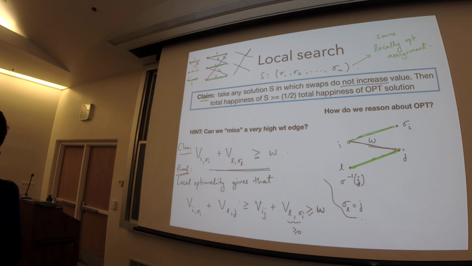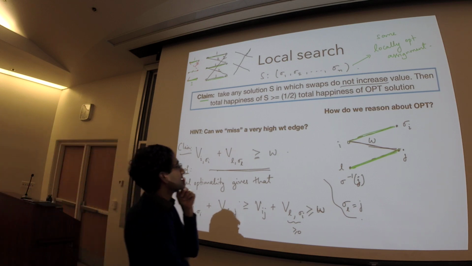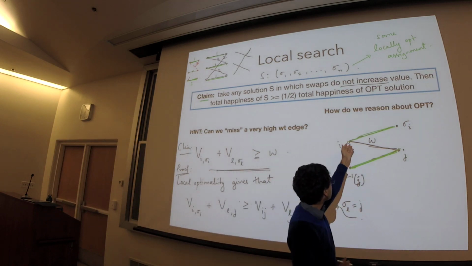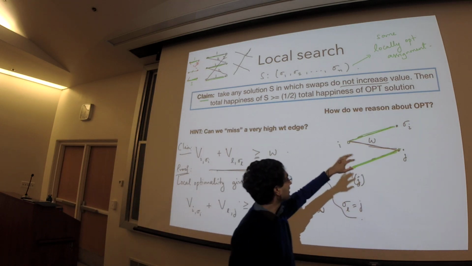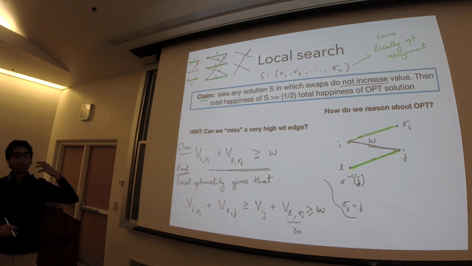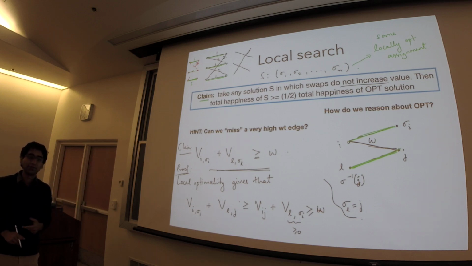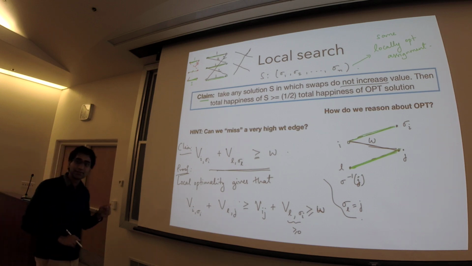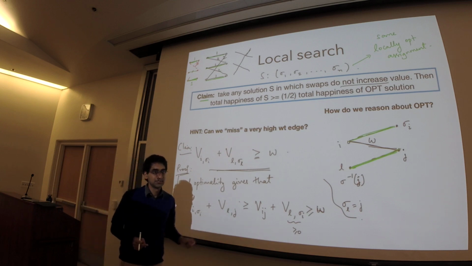That's usually how you come up with these things. So in this case, I would have come up with it by thinking like this. That's why I present it like this, because intuitively what you should think is, can we miss a very high weight edge in the solution? And what this is saying is that you could not have missed a very high weight edge.